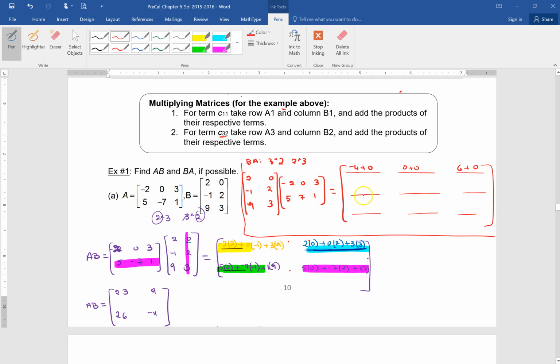Now this position is row 2, column 1. So I take row 2, column 1. Okay? What are the first numbers going to give me? -1 times -2, so it's 2 plus 10. All right, what's the next position? Row 2. What's that center position? Row 2, column 2. So I get 0 plus 14.